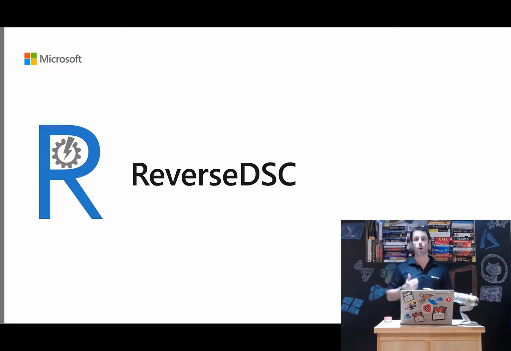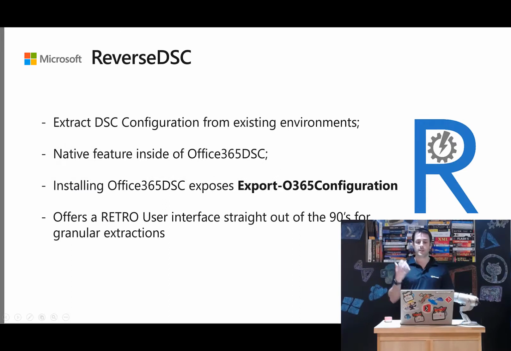We have one for SharePoint on-premises. We have one for SQL Server DSC, for IIS, for Active Directory. So we do have different flavors of it, right? It's just a matter of going and grabbing the proper module. But when you install Office 365DSC, it comes baked in. So the moment you install the tool, you're able to go and do extractions right away. So ReverseDSC, as I mentioned, is part of the tool.